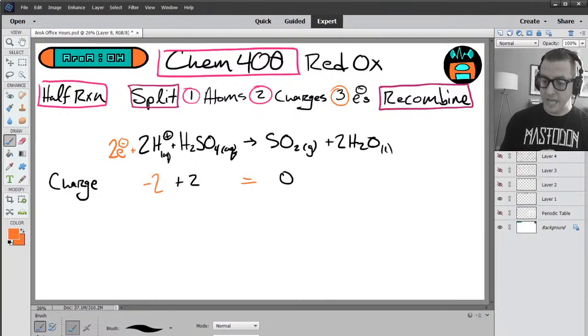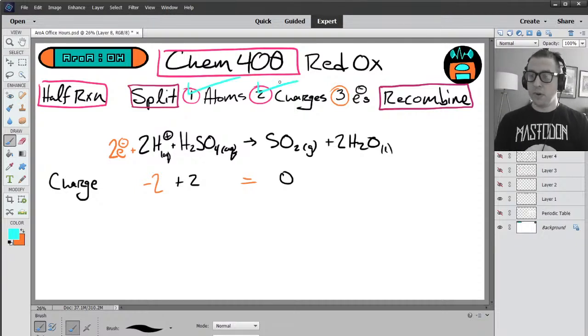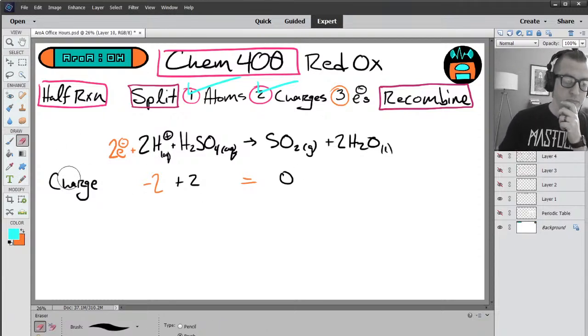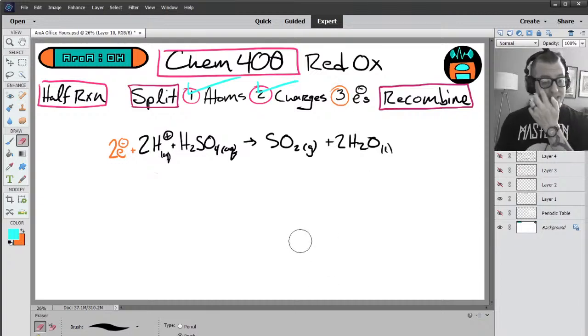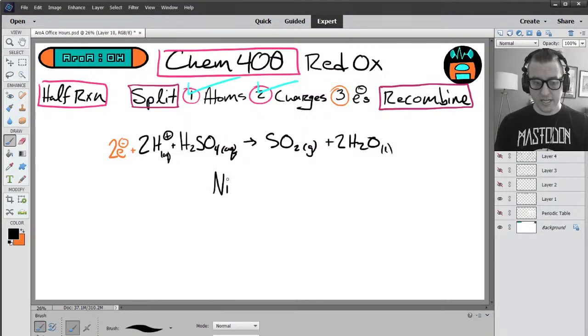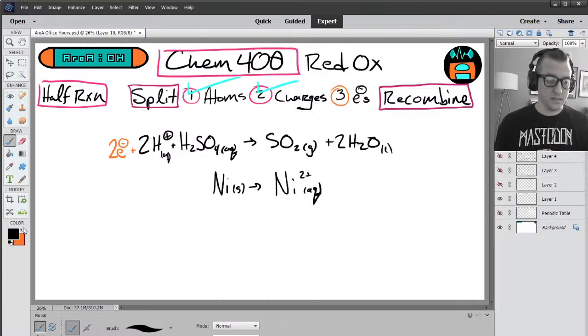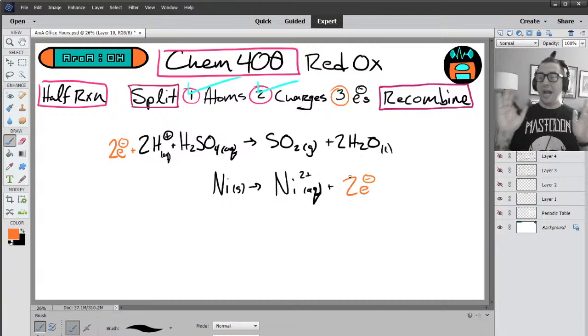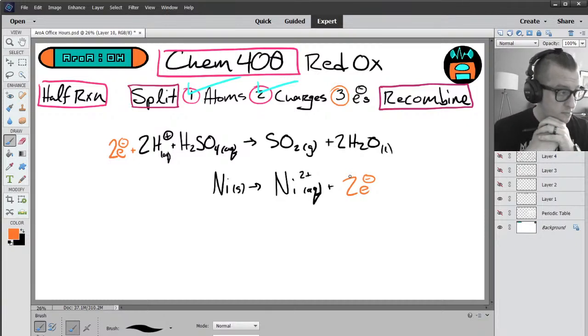There it is. Okay. So at this moment in time, we have balanced our atoms and our charges for both half reactions. Now we need to balance our electrons. So let's go ahead and bring in our nickel half reaction, which had solid nickel metal producing nickel 2 cations, which are aqueous, plus 2 electrons.